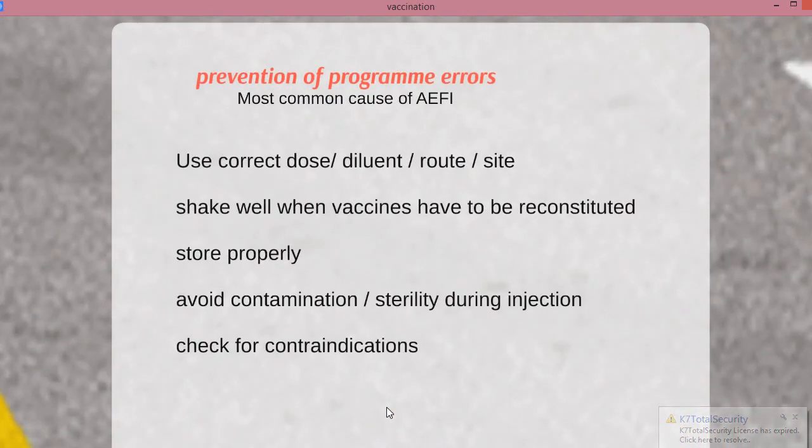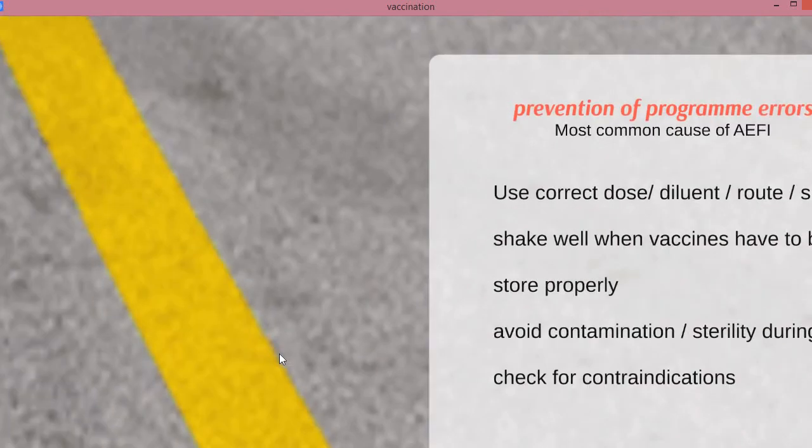So, prevention of program errors. The most common cause of adverse events is program errors. So you can prevent them by using the correct dose, correct diluent, correct route and correct site. Shake well when vaccines have to be reconstituted. Store properly. Avoid contamination and use sterility during injection. And always check for contraindications.